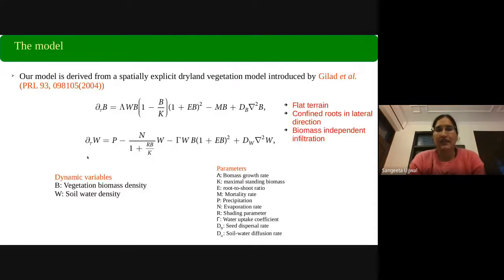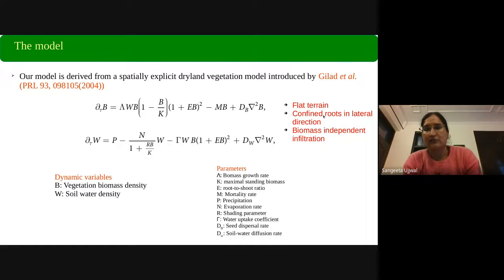Okay, but here we have tried to take the simplest model possible. By assuming a few things, we were able to reduce the three-dimensional model to a two-dimensional one. We have made the following assumptions. We have considered flat terrain. By considering flat terrain, we can remove the overland water flow term, because then the overland water flow will be uniform, so it will just decouple from the other two equations.